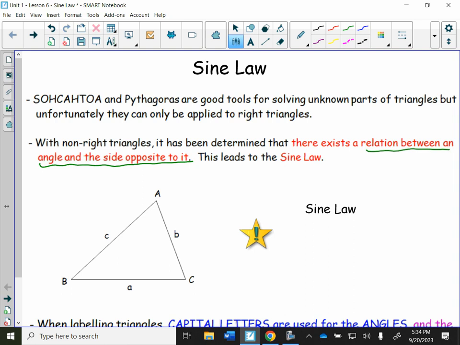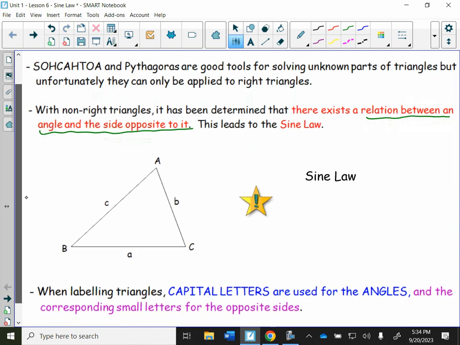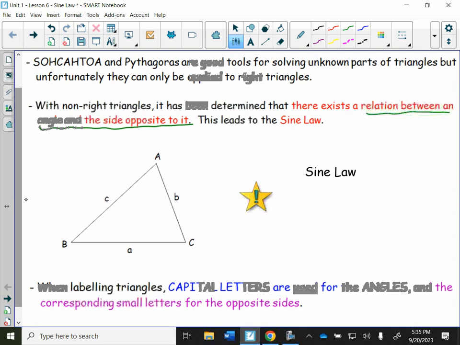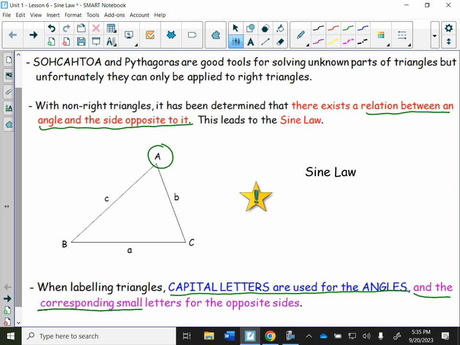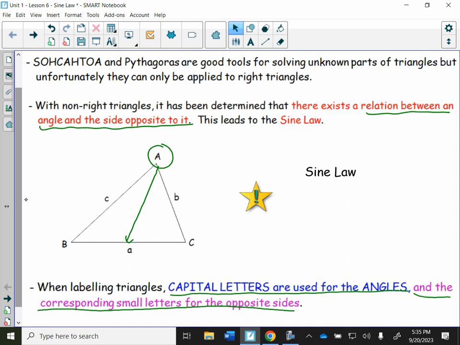Now, before I show you the formula, the sine law, some important information down here at the bottom. When you label triangles, capital letters are always the angles. So if this is big A, the small letter across from it is always the side. So big A is across from small a. Big B is across from small b. Big C is across from small c. Big ones are angles, small ones are sides.